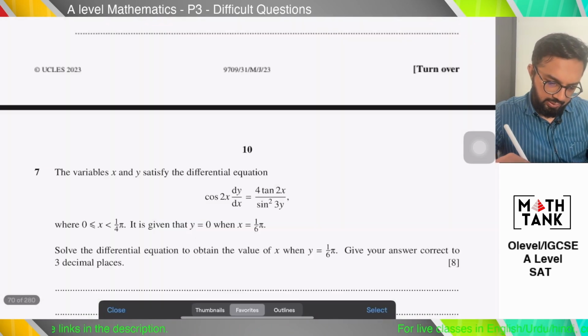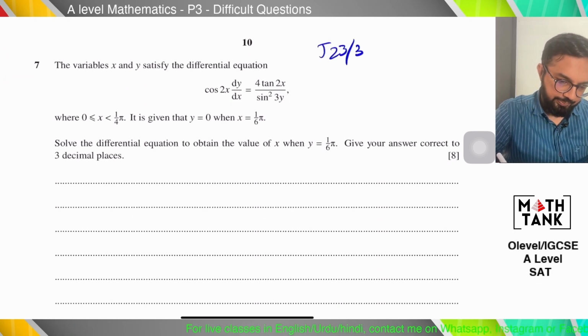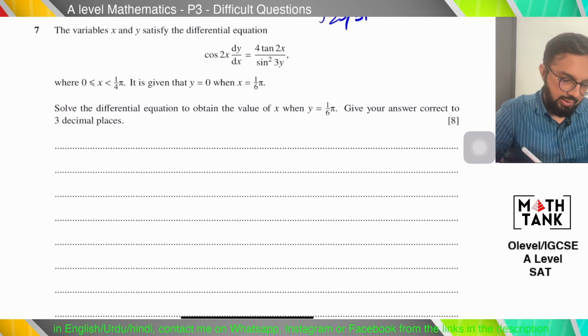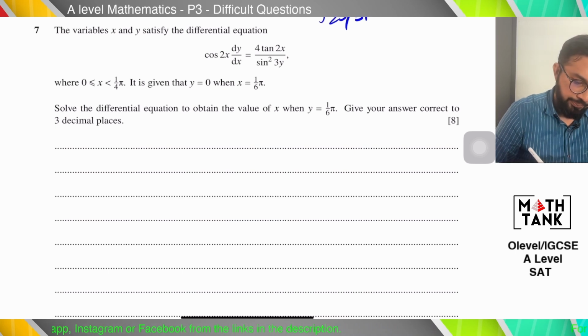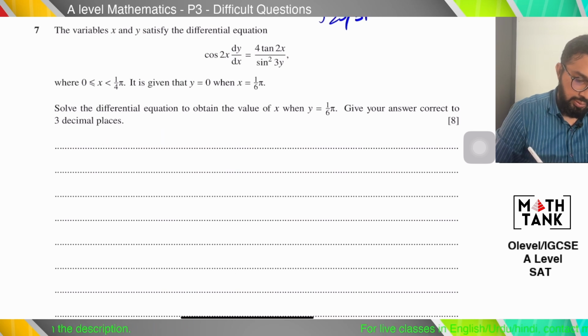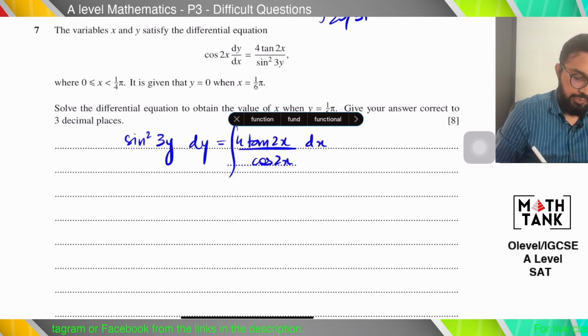Let's move on to the next one now. This one is June 2331. Okay, and this is a differential equation. It says where x and y satisfy the differential equation. So solve the differential equation. Okay, so sine square 3y dy equals tan 2x over cos 2x dx.